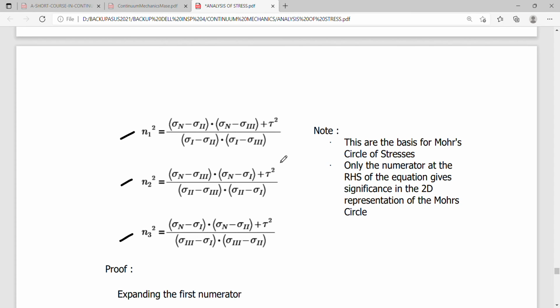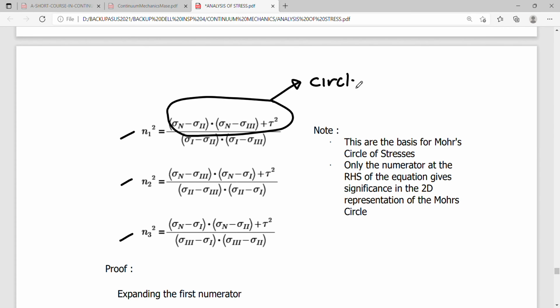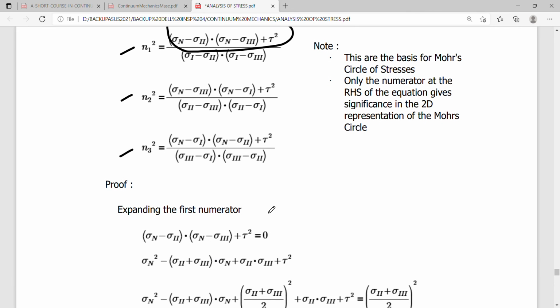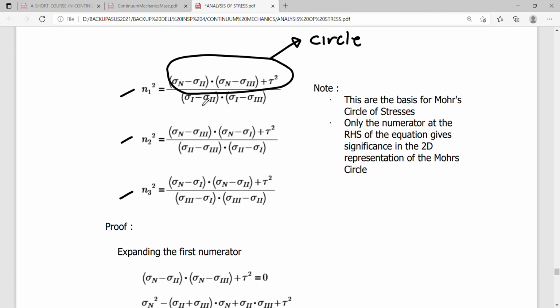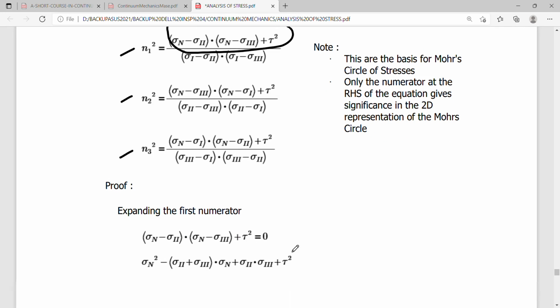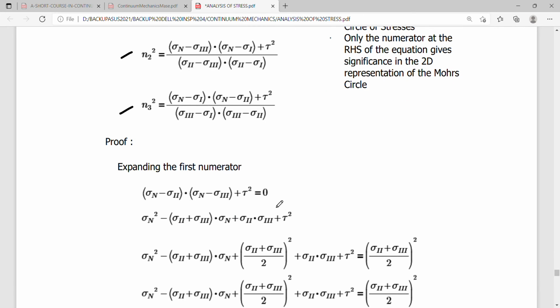Upon which only the numerator at the right-hand side is the one that is significant. So this is actually the expression that dictates an equation of the Mohr circle. So this is an equation of a circle. Okay, so the proof on that is we try to expand this numerator here and equate it to 0.